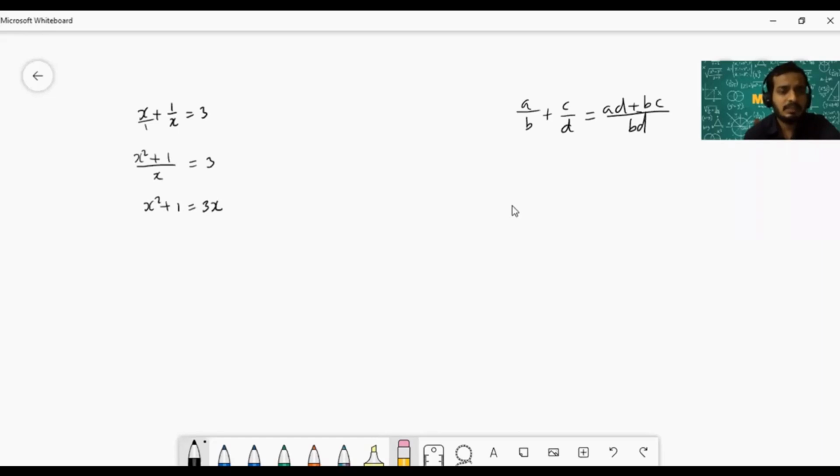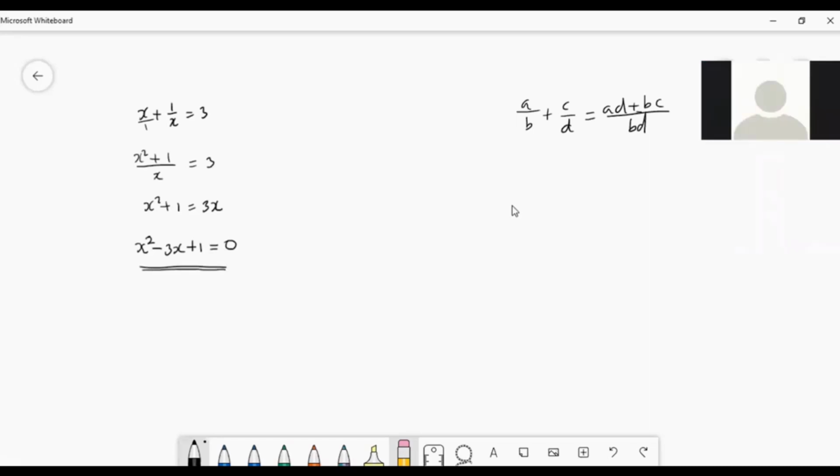Then this 3x you move to the left side. So what will you get? x square, then the 3x becomes minus 3x, and plus 1 is also there, equal to 0. So we simplified it to the general form.